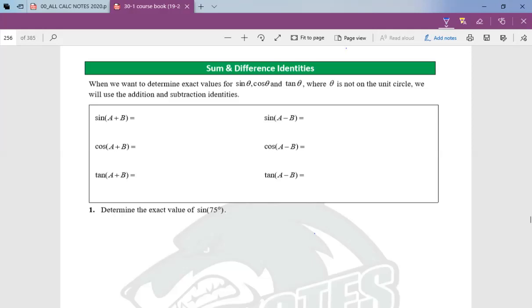These are called sum and difference identities. We use them when we want to determine exact values for sine, cos, and tan where the angle is not on the unit circle. So here we're using values like 15 degrees or 75 degrees, or if we're talking in radians, pi 12ths, anything that is using those multiples of pi 12ths.